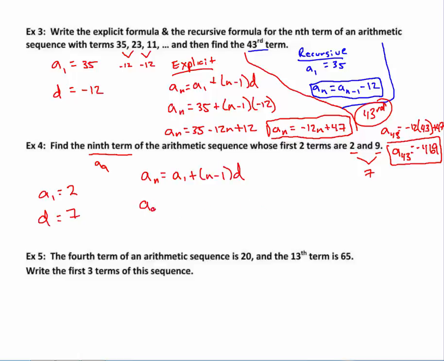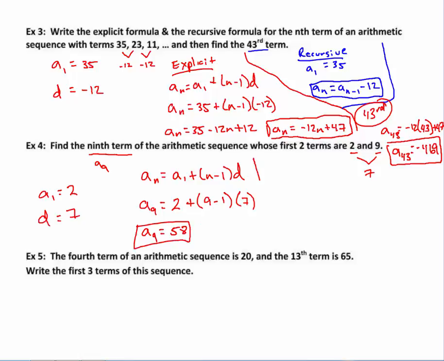Well, a sub 9 equals a sub 1, which is 2, plus n minus 1, so 9 minus 1, times 7. So 9 minus 1 is 8. 8 times 7 is 56. 56 plus 2, 58. Okay?